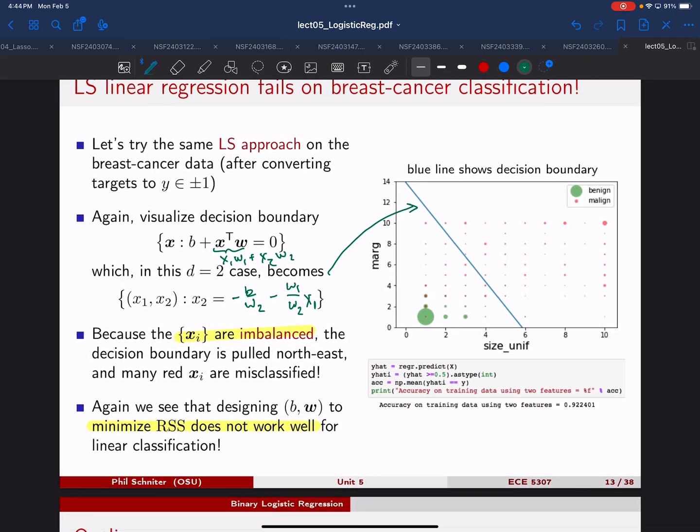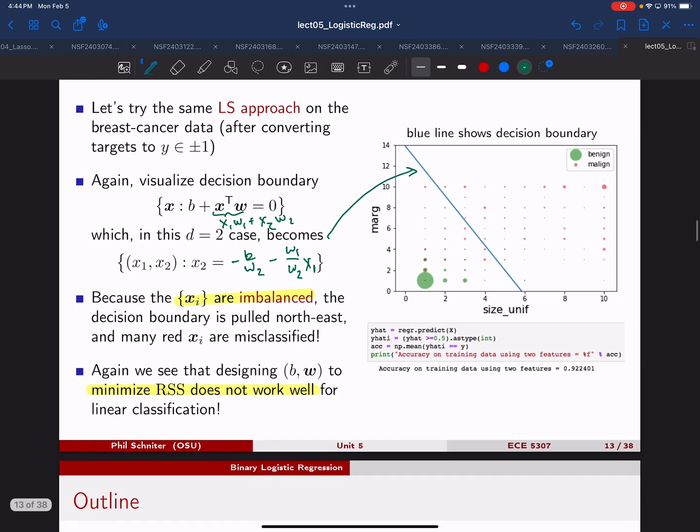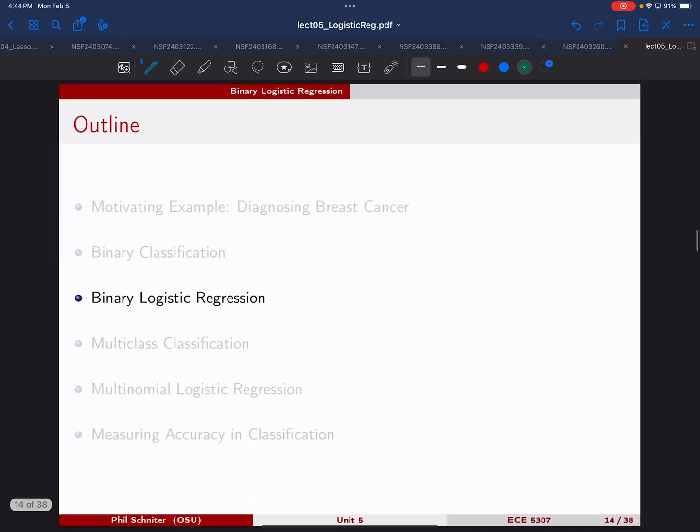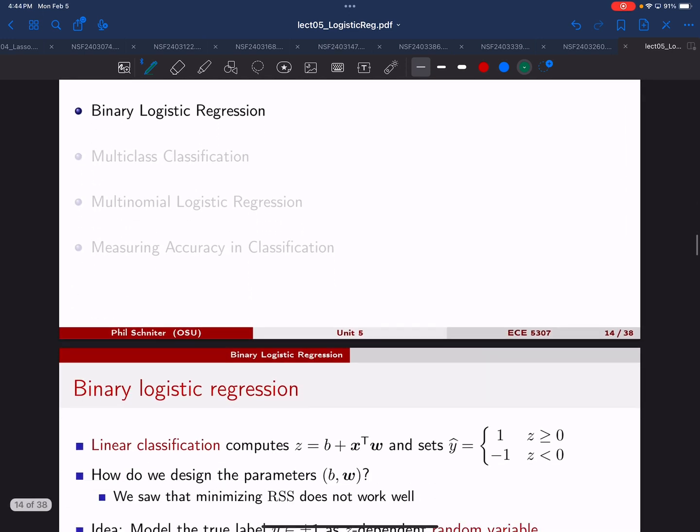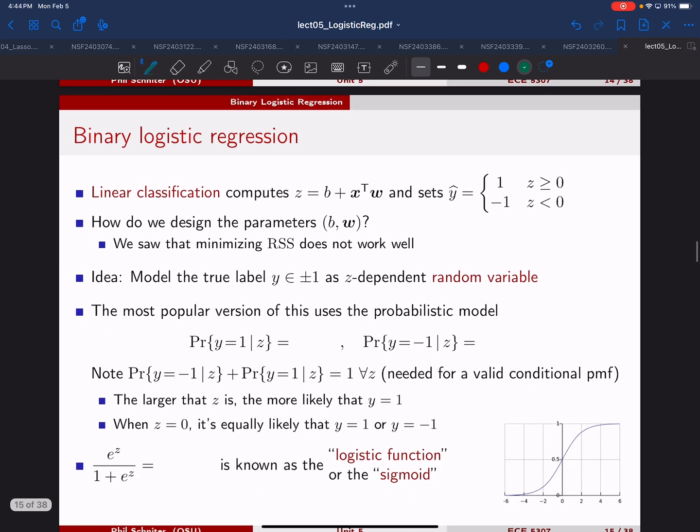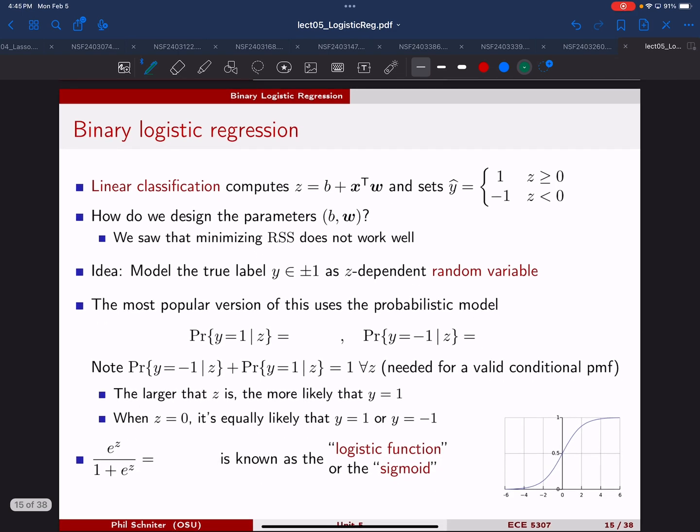Okay, all right. Any questions on where we are? Okay, so now is maybe the more interesting part of the lecture, which is how do we actually train this? And it really comes down to choosing a loss function.